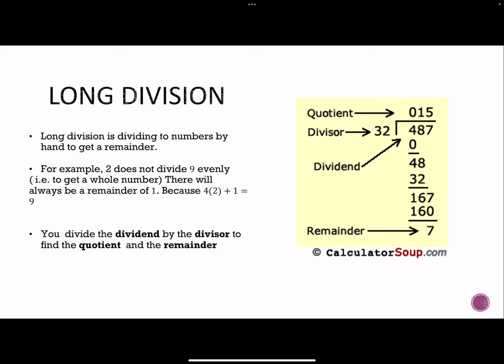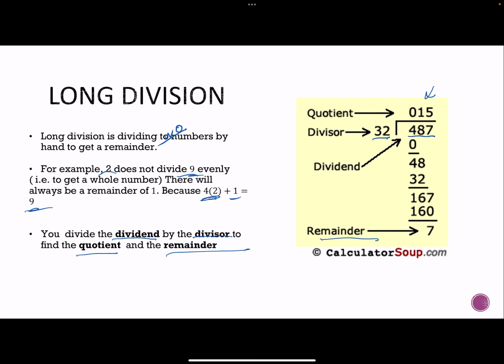So long division is dividing two numbers by hand in order to get a remainder. For example, if I try to divide 2 into 9, 2 does not divide evenly into 9 because 9 is odd. There's always going to be a remainder of 1 because 4 times 2 plus 1 is 9. So you divide the dividend by the divisor to find the quotient and the remainder. Here's our dividend, our divisor, our quotient, and our remainder.